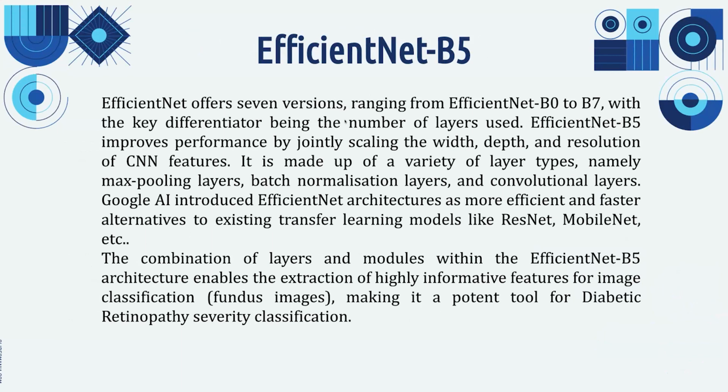So it is made up of a variety of layers, namely max pooling layer, batch normalization layer, and convolutional layers. The combination of layers and modules within the EfficientNet B5 architecture enables the extraction of highly informative features for image classification, which is fundus images in our case. So EfficientNet B5 is a very big architecture. It's a very big neural network, which consists of approximately 28 million trainable parameters.